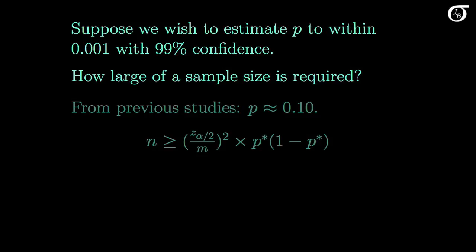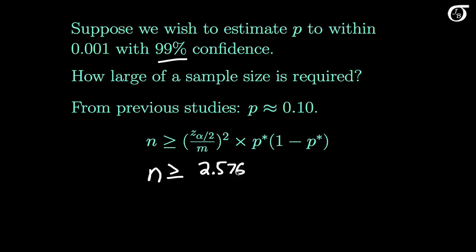Recall that we suspect from previous studies that P is approximately 0.1. Here's the sample size formula. We need a sample size of at least this quantity. For a 99% confidence level, to 3 decimal places, the Z value is 2.576. We can find that from software or a table. If we used software to find that value to more decimal places, we'd get a slightly different answer than we're going to get. But I'm just going to use 3 decimal places here. There will be a little bit of rounding error.